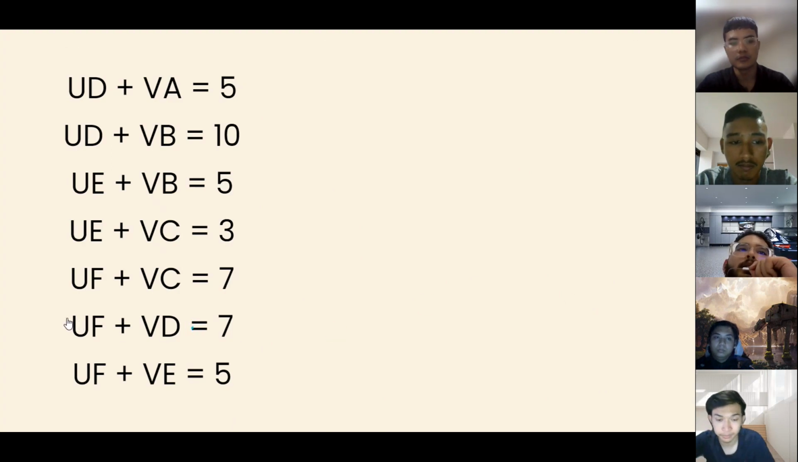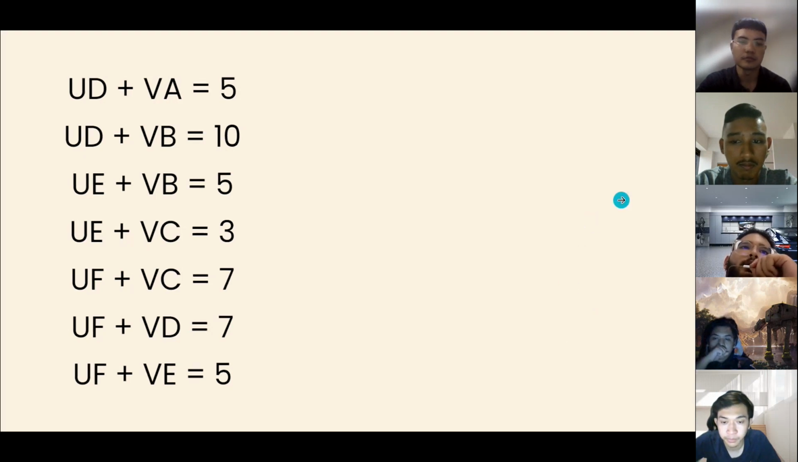So we can find out that UD plus VA equals 5, UD plus VB equals 10, UE plus VB equals 5, UE plus VC equals 3, UF plus VC equals 7, UF plus VD equals 7, UF plus VE equals 5. Next slide.